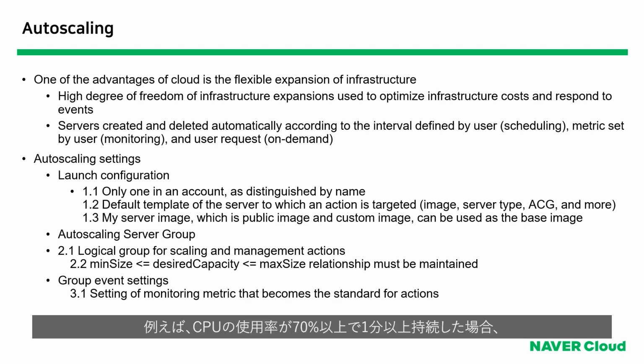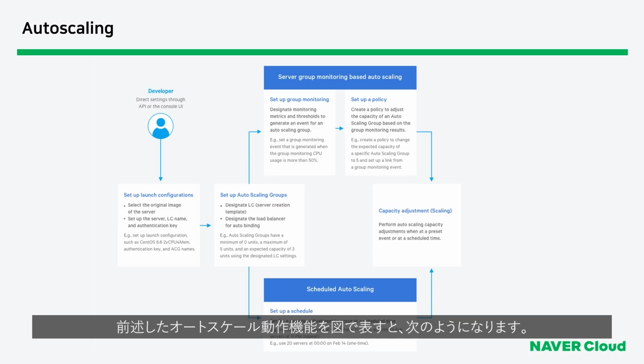The method of adding 3 additional servers when the CPU usage stays over 70% for more than 1 minute is an example of the monitoring based method. Lastly, the on-demand method enables the auto-scaling feature immediately upon user request. The following is a graphic description of auto-scaling operation features discussed earlier. This image describes the scheduling and monitoring methods, excluding the on-demand method.